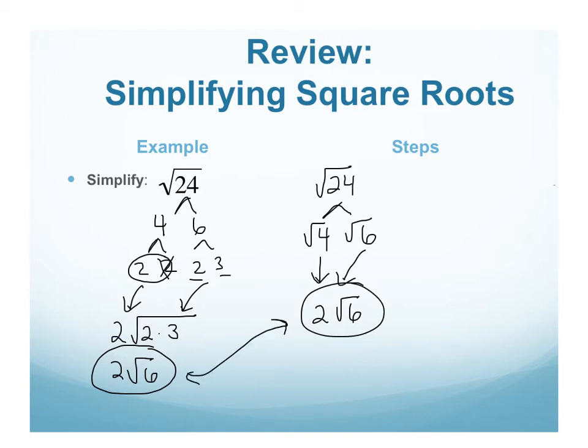Notice you should get the same answer either way. This second method is faster, but you really have to know your perfect squares really well. If you're not so good with which numbers are perfect squares, the first method was a little easier.